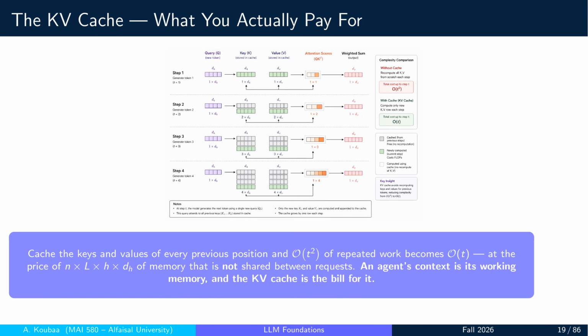So the loop is this. For each new token, compute Q, K, and V. Use the new Q against the entire cache of past keys and values. Then append the new K and V to that cache and discard the query. Cache what will be read again, recompute what will not.